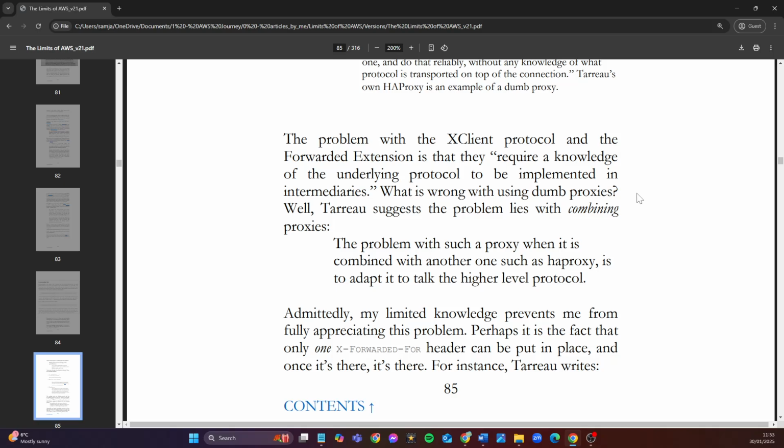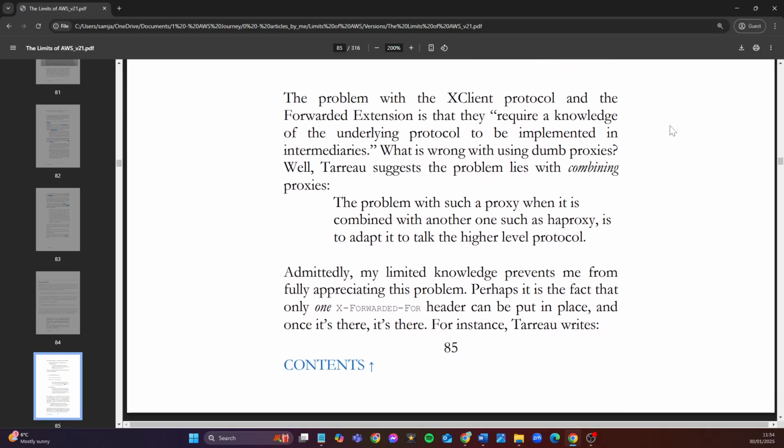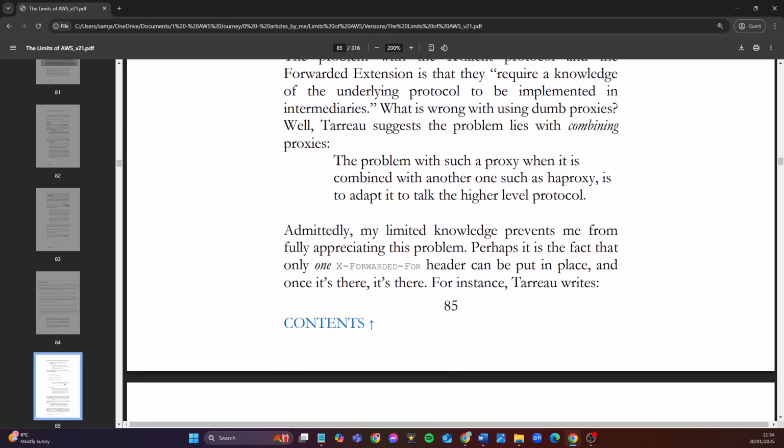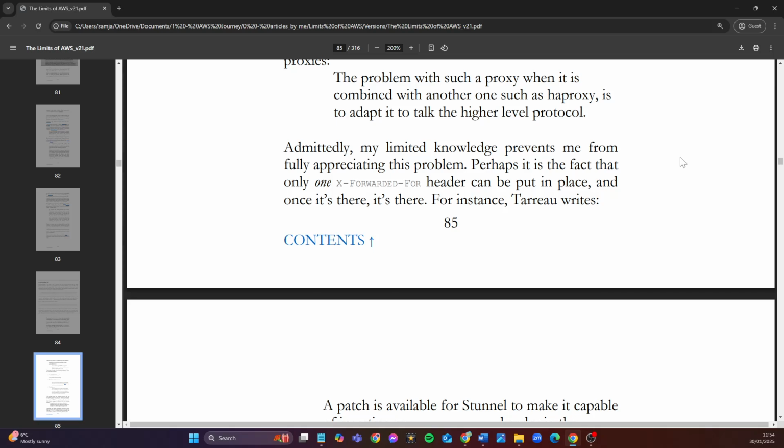What's wrong with using dumb proxies? Well, Tarreau suggests the problem lies with combining proxies. He writes, the problem with such a proxy when it is combined with another one, such as HAProxy, is to adapt the dumb proxy to talk to the higher level proxy. Admittedly, the author's limited knowledge prevents me from fully appreciating this problem. Perhaps it's the fact that only one X-Forwarded-For header can be put in place, and once it's there, it's there. That's part of the problem, maybe.